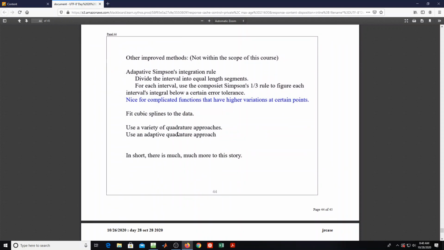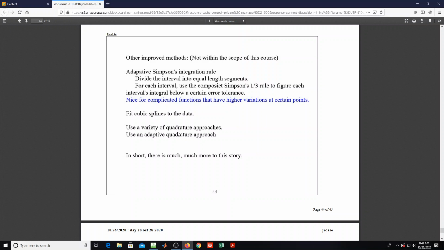There are other improved methods for this. One is beyond this course. You do the adaptive Simpson's integration rule. You divide the area into equal lengths, and you figure out the error within each subinterval, and then you adjust. And it's really nice for complicated functions, high variations at certain points, but we're not going to use that. The other thing you do is fit cubic splines and integrate those. And then you can use a variety of quadrature approaches and adaptive quadrature approaches.